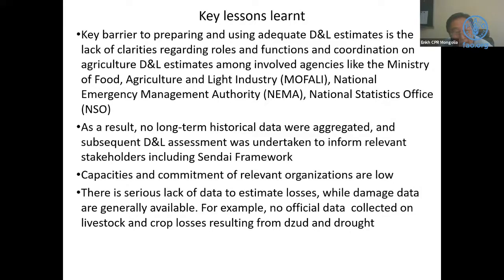And the capacities and commitment of relevant organizations to collect and report this damage and loss data are also low. And also there is a serious lack of data to estimate losses. We have quite good information and data on damage, like animals killed by ZOT, but loss or productivity loss data is very much lacking, missing.